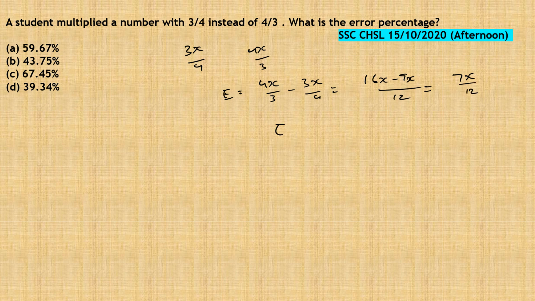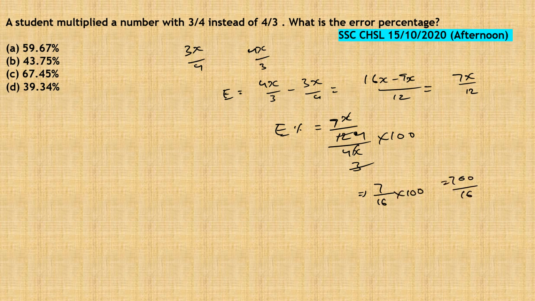It is the error, and the error percentage is 7x by 12 and the correct value is 4x by 3 into 100. 3 4s are 12 and x gets cancelled. 7 by 16 into 100, that is 700 by 16. 16 4s are 64 and 60 is left. 16 3s are 48. 43 point something is the answer, that is B.